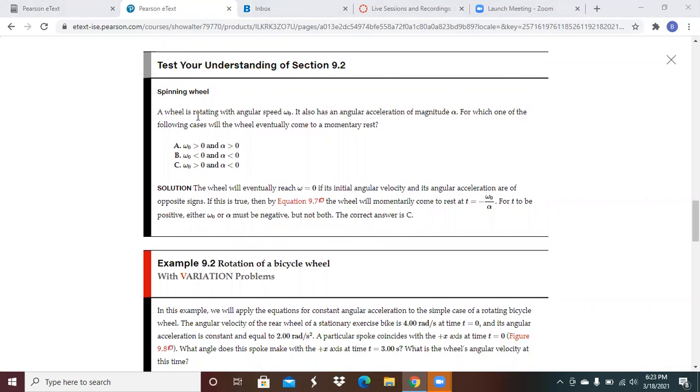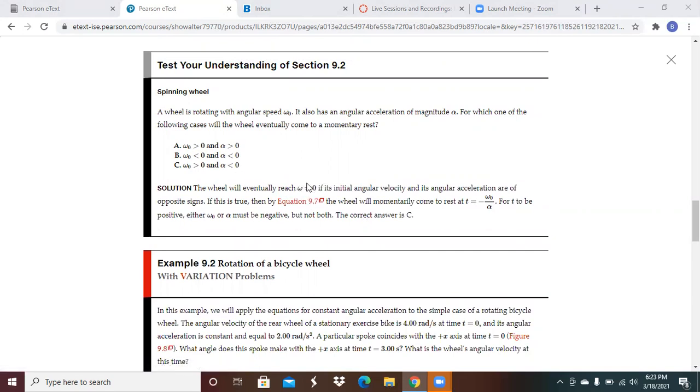So let's say we have a wheel rotating with angular speed of omega naught. It also has an angular acceleration of magnitude alpha. For which one of the following cases will the wheel eventually come to a momentary rest? Is it when the initial angular velocity is greater than 0 and the acceleration is greater than 0? Is it when the angular velocity is less than 0 and the angular acceleration is less than 0? Or is it when your initial velocity is greater than 0 and your angular acceleration is less than 0?